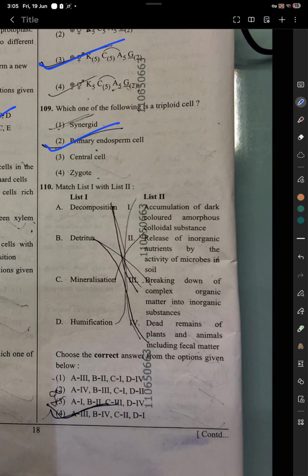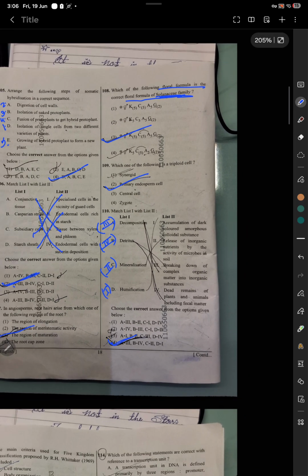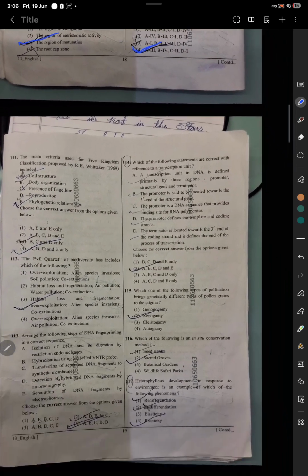Then question number 110. This is also a match the following. Here I think you can't understand anything, so I'll write the answer here. So option number 4 is correct. For A it's 3, for B it's number 4, C 2, and D 1. Then we'll move to the next question.